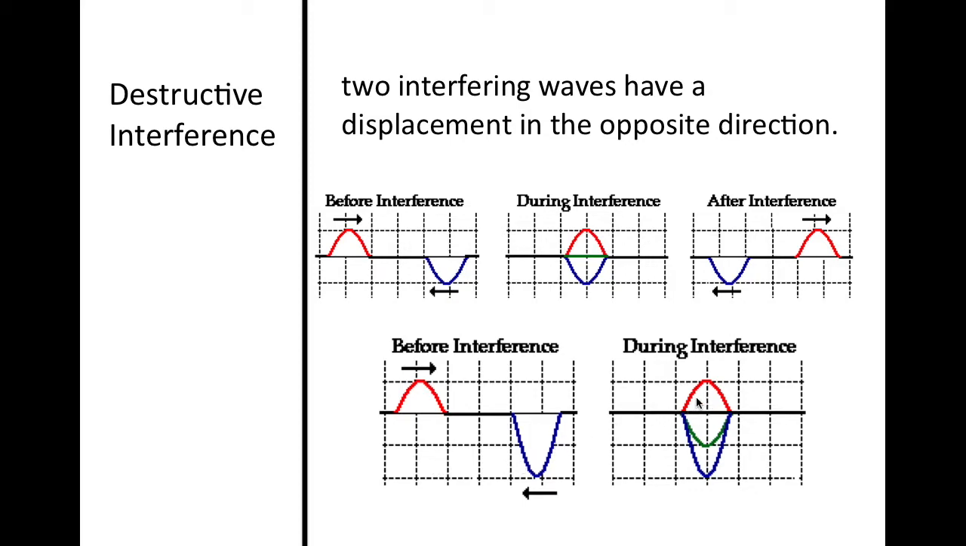And when they meet up, you actually have to add the amplitudes together. So here we have a -2, and here we have a +1. So the amplitude that is resultant from the two waves that are meeting would be in the negative direction, as seen in this green line right here.